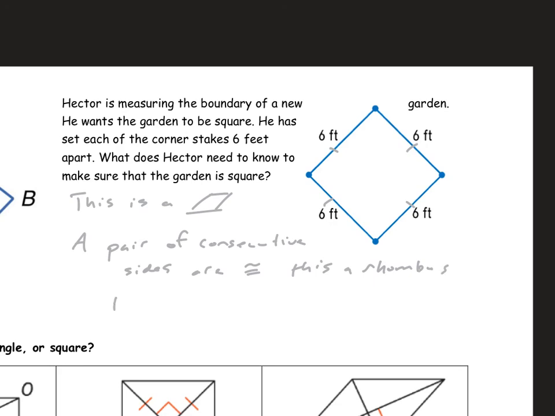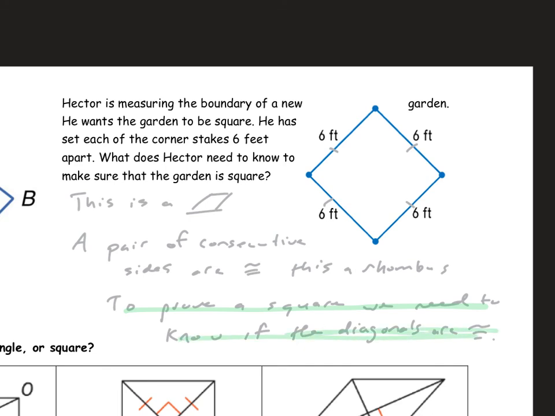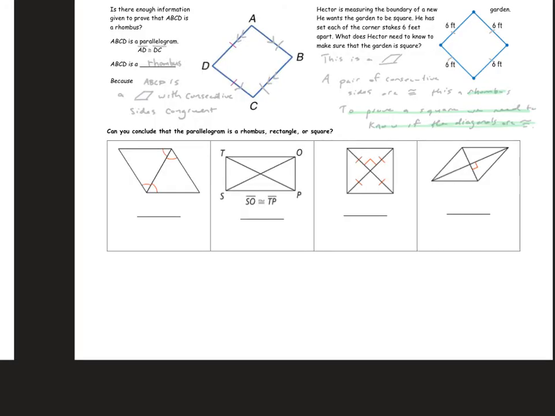To prove a square, we need to know if the diagonals are congruent. That's what Hector needs in order to show that this is a square. So in order to prove the square, we need to know the diagonals are congruent. Because in order for it to be a square, it has to have both properties of a rhombus and a rectangle.